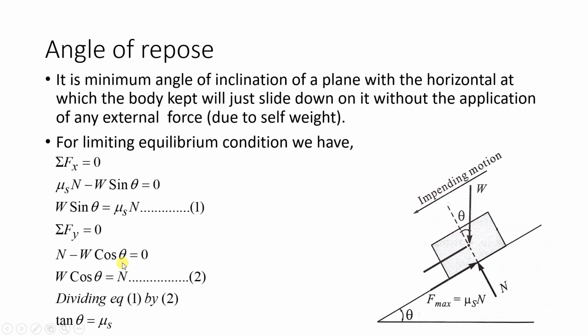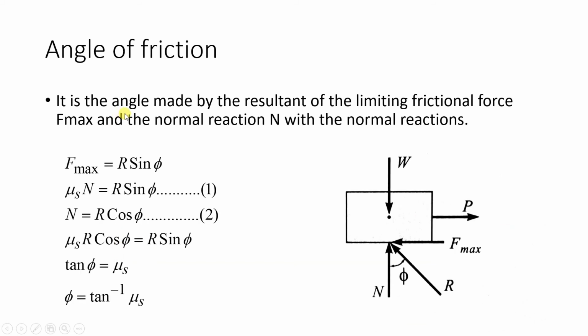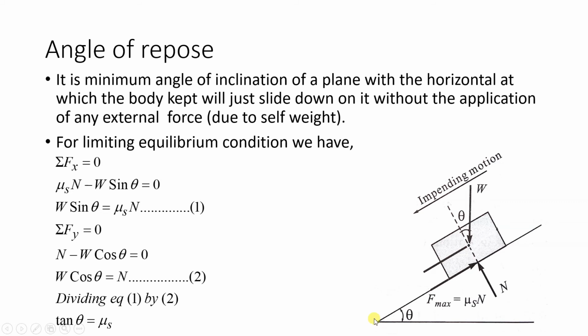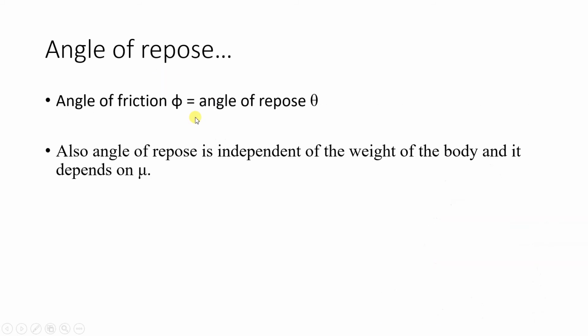Now the meaning of theta is different and the meaning of phi is different. What is phi? It is the angle of friction, that is the angle between the resultant and normal. Whereas the angle of repose, what is that? When you change the inclination of the plane, the minimum angle at which the block will move is the angle of repose. So that will become equal at the limiting condition of friction, when the body is in impending motion, just about to move. So the angle of friction phi equals the angle of repose. In an experiment also you will be able to find this out.